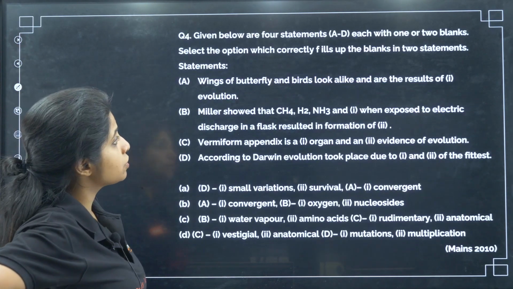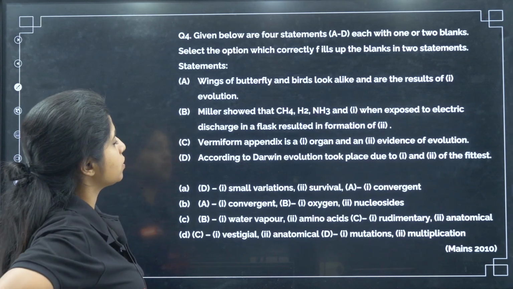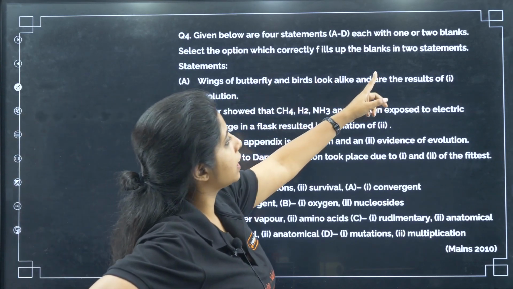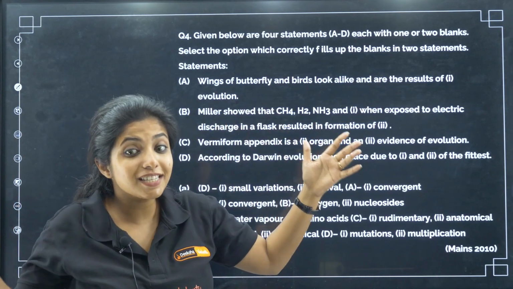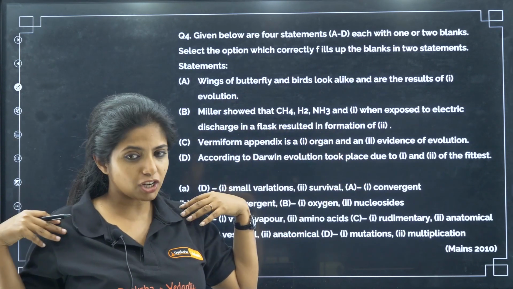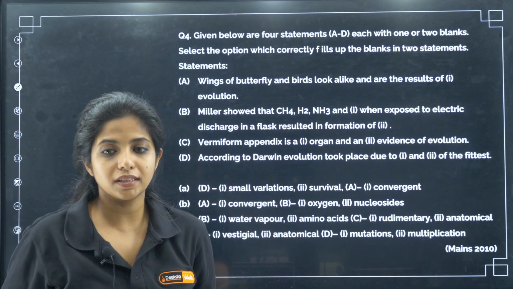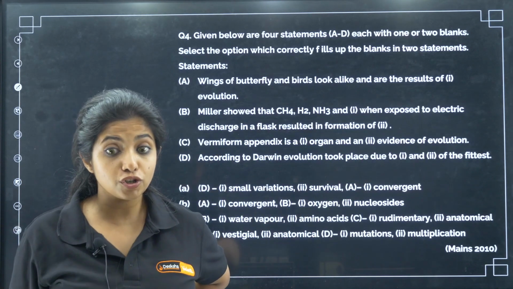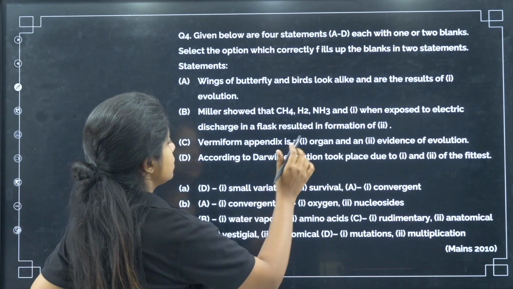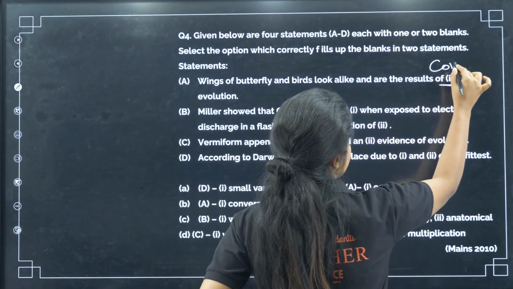Select the option which correctly fills up the blanks in the statements. Wings of butterfly and birds look alike and are the result of what evolution, my dear children? They look alike. Function is the same. But structurally, you can break the wings of butterfly like this, but birds, no. Structurally they are not the same. So that is convergent evolution.